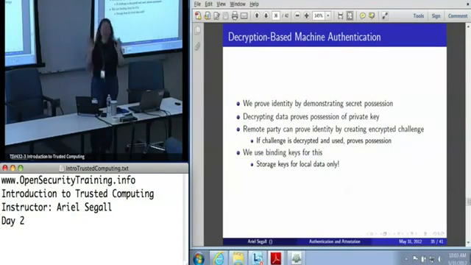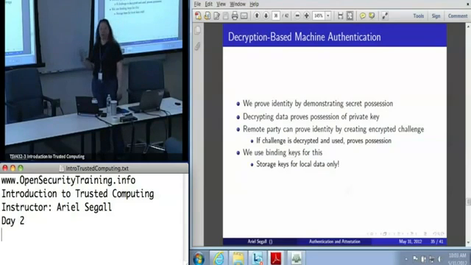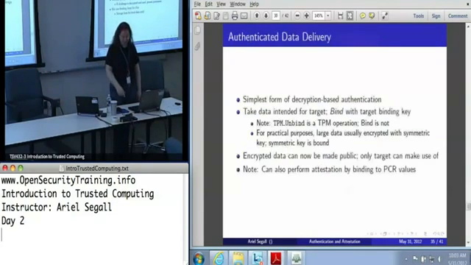So you can, in fact, use Activate Identity as decryption-based machine authentication. We just generally don't recommend it because we talk about complexity. Use a binding key, it's much simpler. TPM storage keys, which we'll get to in a little while, I will note are only for local data. You cannot encrypt something with a storage key remotely.